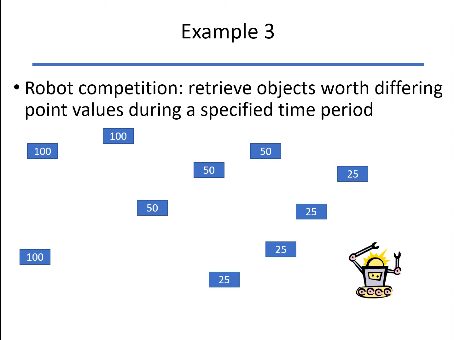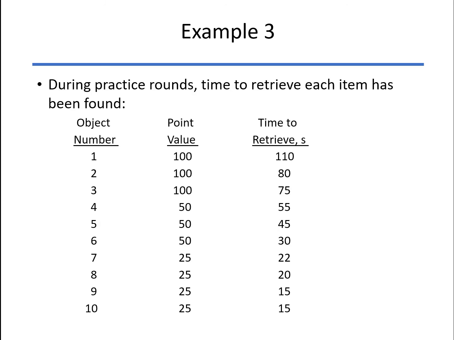Okay, we will work through this one together. So we used to do, in Engineering 1016, we used to have the robots being remote controlled, and we put some objects out, and so the idea was to go pick up objects within a certain amount of time and score points. So in this case, depending on how far away the objects are, they have different point values. And so we practiced, and we know how long it takes to get each one of these objects.